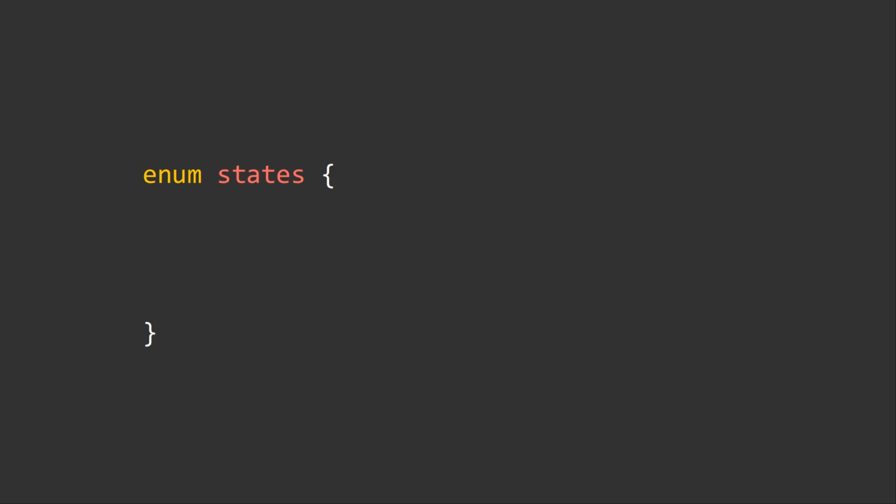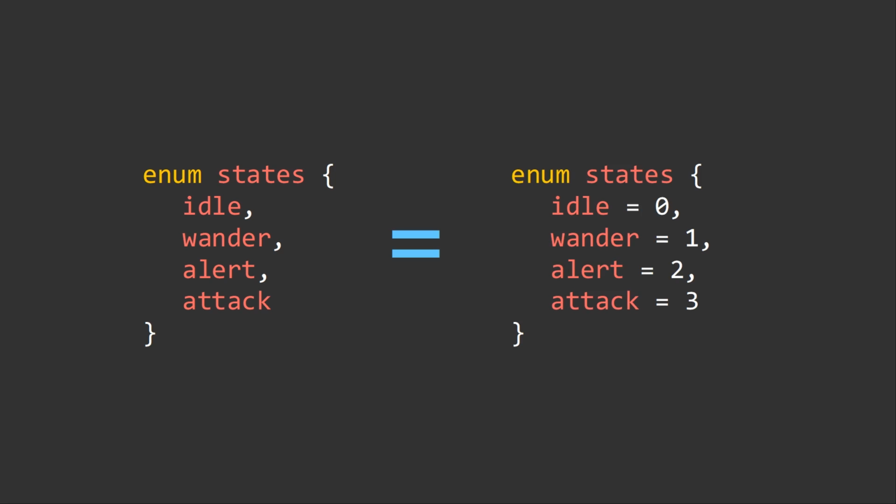And basically what we're going to do is outline all of the possible states we can be in. So idle, wander, alert, and attack. So now, the way enumerators work is we can manually give them a value, like on the right, or we can just comma them on the left. And those two are actually going to be equivalent.